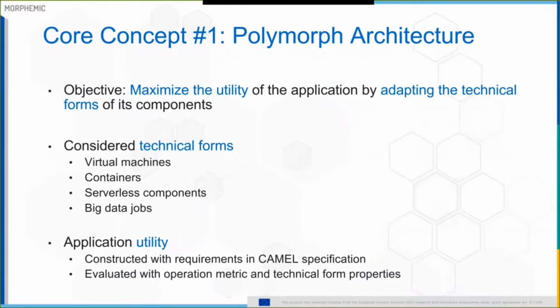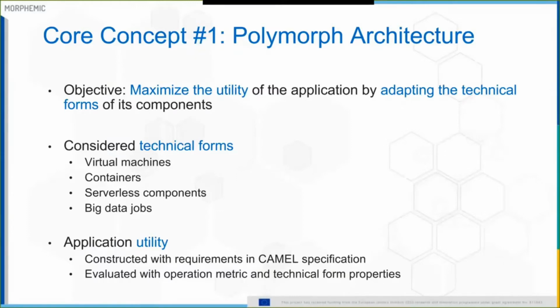Morphemic is built around two core concepts. The first one is the polymorphic architecture, whose objective is to maximize the utility of an application by adapting the technical form of its components. By technical forms, we mean virtual components such as virtual machines, components encapsulated as containers, serverless components such as function-as-a-service functions, and jobs of big data frameworks.